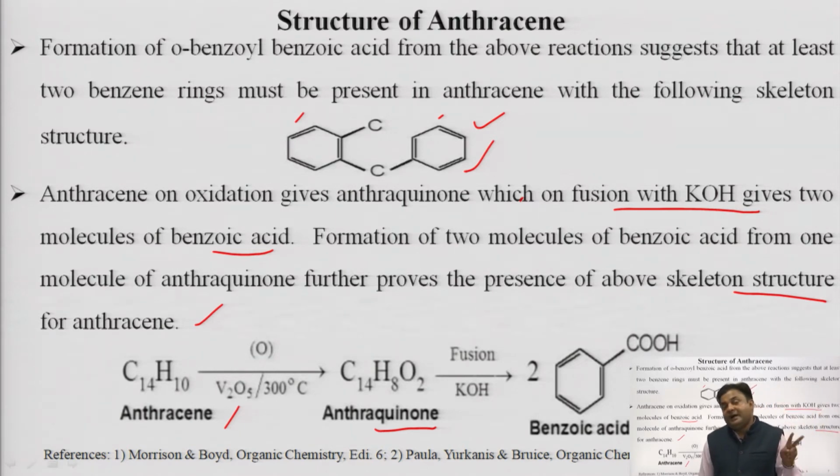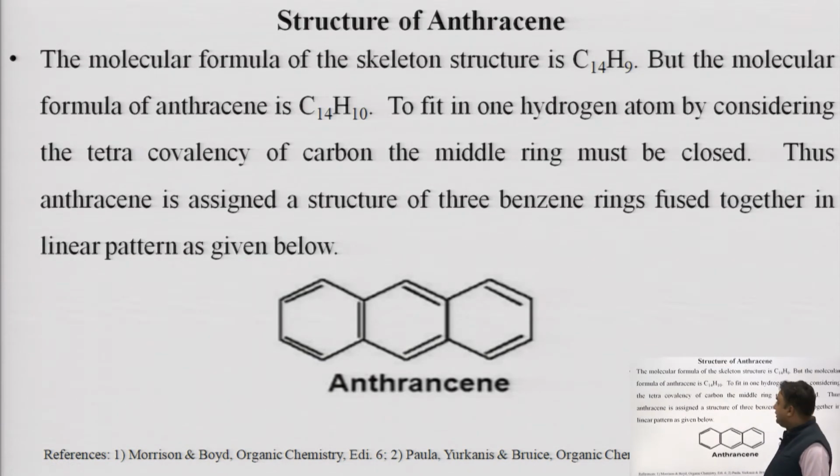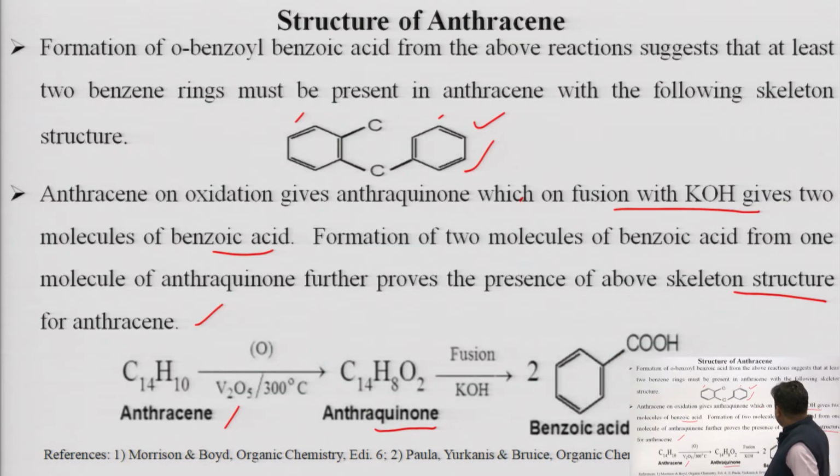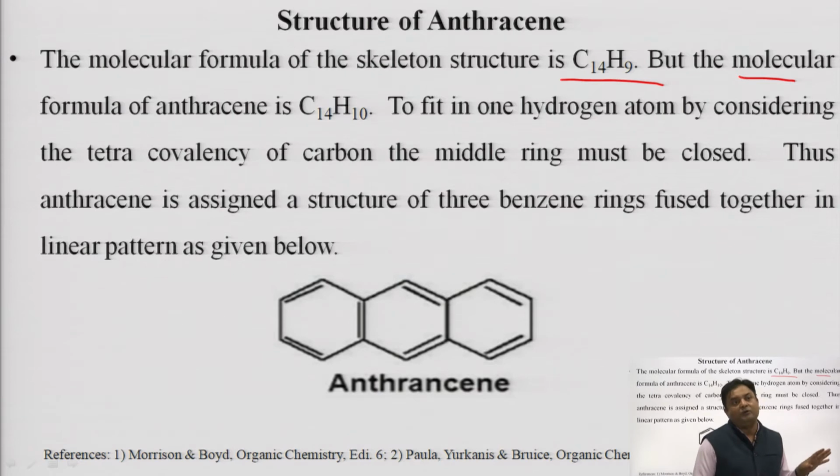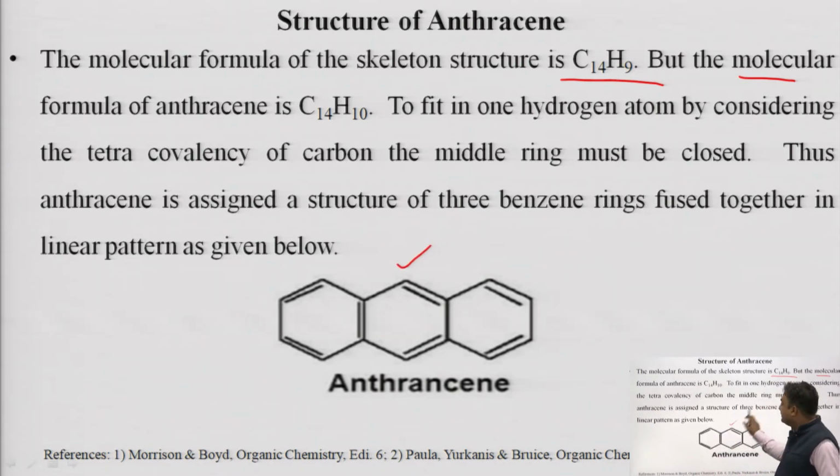It means if we are getting 2 molecules of benzoic acid, 2 benzene rings are certain in the structure of anthracene. It is confirmed now. Now, the molecular formula as per this structure is C14H9, but the molecular formula of anthracene, as we have already found, is C14H10. So for making that molecular formula, we just add 1 hydrogen and we close that ring here.